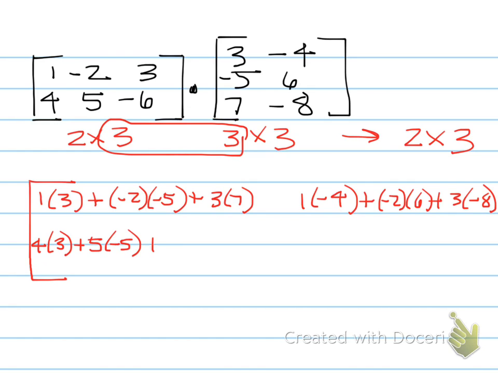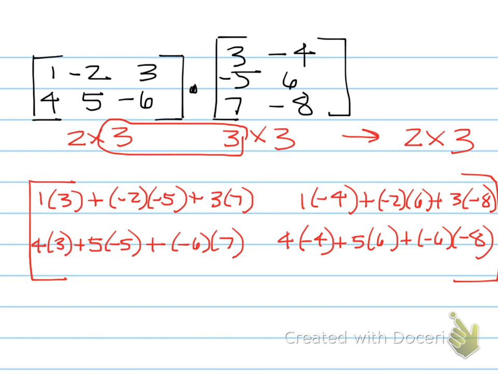Now go on to the next row of the first matrix. We're going to multiply that second row of the first matrix by each one of the columns in the second matrix. So 4 times 3 plus 5 times -5 plus -6 times 7. And then the second row of the first matrix times the second column of the second matrix will give us 4 times -4 plus 5 times 6 plus -6 times -8.